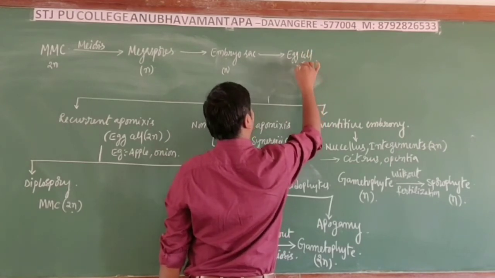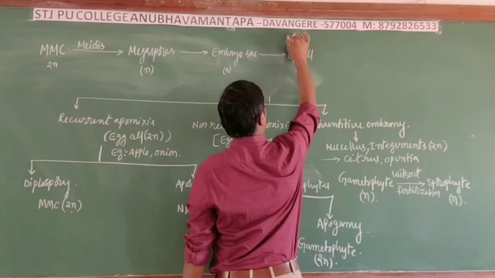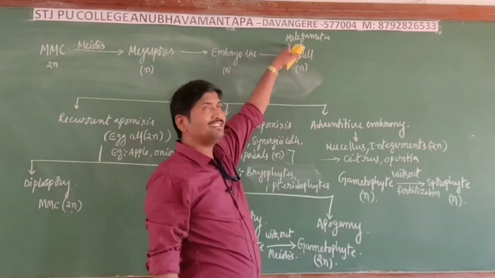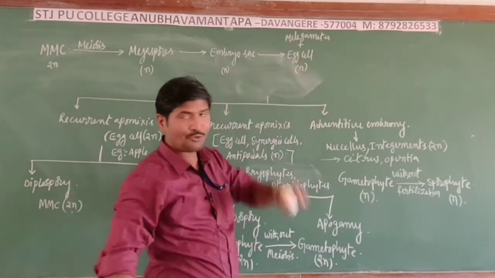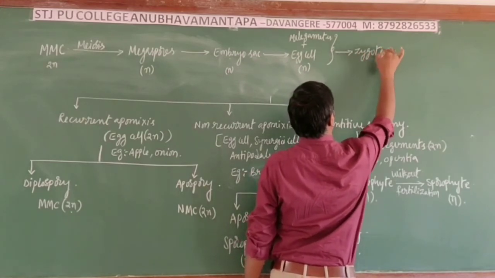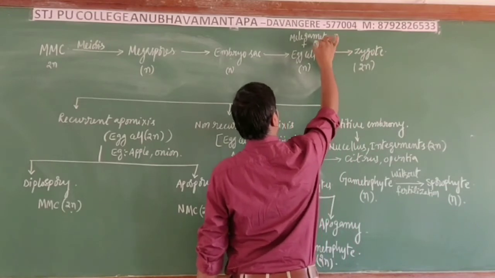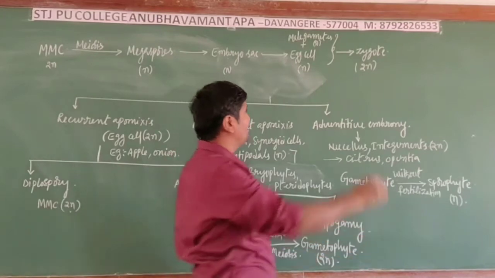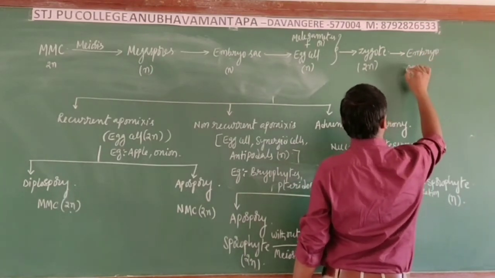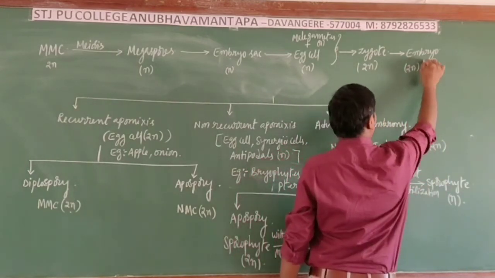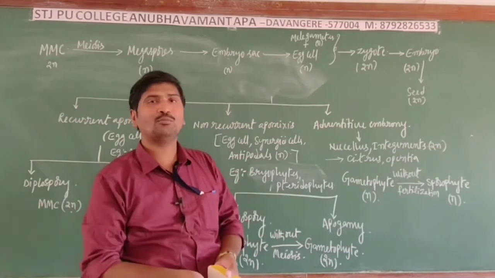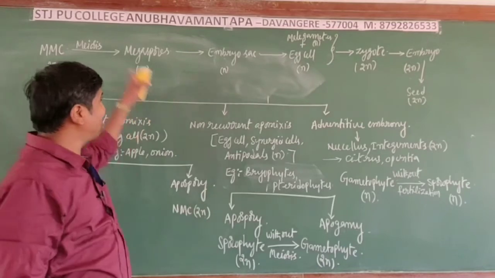The embryo sac contains the egg cell, haploid. Now the fusion of male gametes: when the pollen tube enters the embryo sac, carrying two male gametes, one of the male gametes fuses with the egg cell. As a result, a diploid zygote, 2N, is developed, because of the fusion of two haploid nuclei, the male gamete and the egg cell. Further, the zygote develops into the embryo. What is the ploidy of the embryo? It is also diploid. Next, the seed, 2N. The seed germinates into a new plant. The major plant body is known as the sporophyte. This is the normal condition.